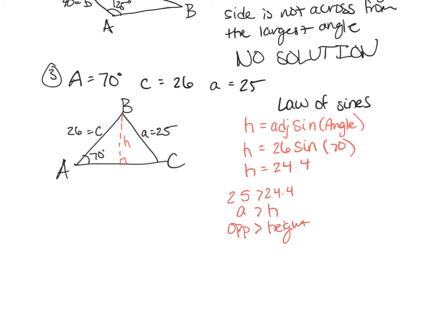Now I have to take my opposite side and compare that to my adjacent side. We can see here that 25 is less than 26, or that side length A is less than side length C, which means that when I move side length A around, it's going to be trapped within the triangle, making another solution. So when our opposite side is less than our adjacent side, but our opposite side is also greater than our height, this is an example of a problem with two solutions.